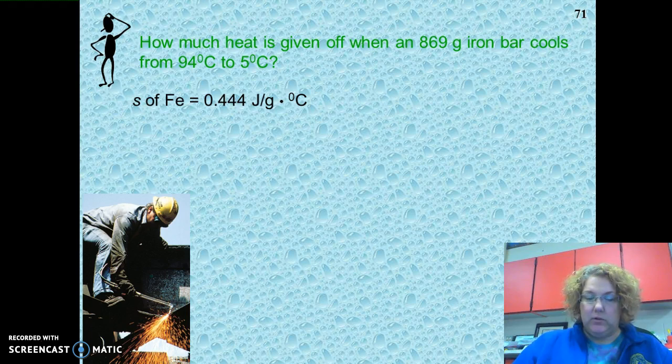The specific heat of iron, which is 0.44. I just realized I said nickel had that specific heat in the previous video. I think that was me. So iron is 0.44 joules per gram degree Celsius.